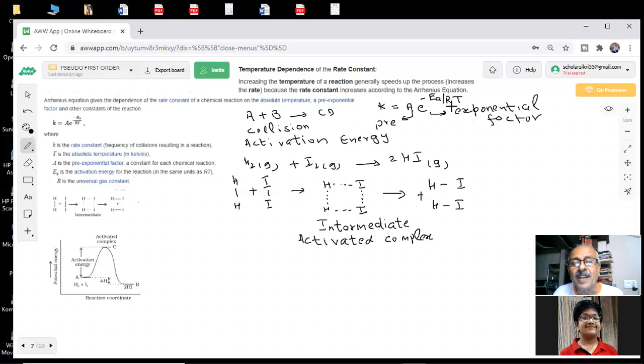So interesting, hydrogen and iodine collide, form an intermediate and forms HI. And this Arrhenius is giving this concept of activated complex. So here is a diagram, students. Interesting. Potential energy versus reaction coordinate. You will be saying every time I do chemistry, I make a graph.